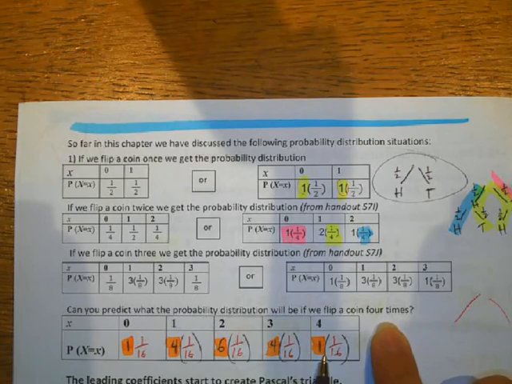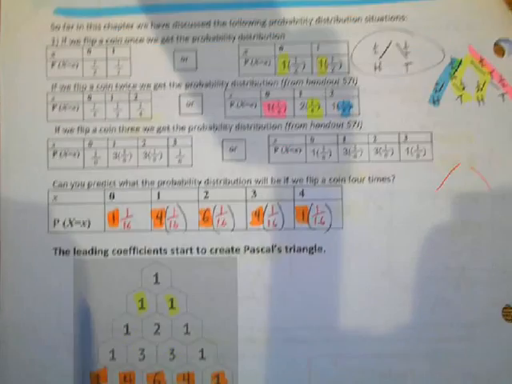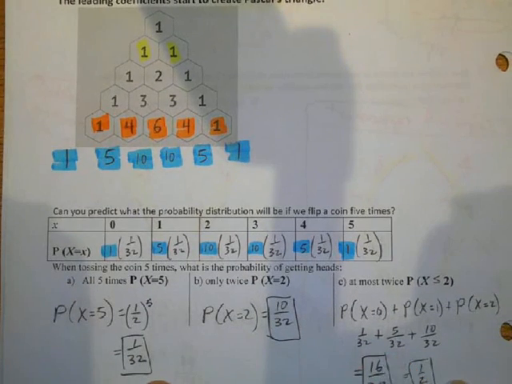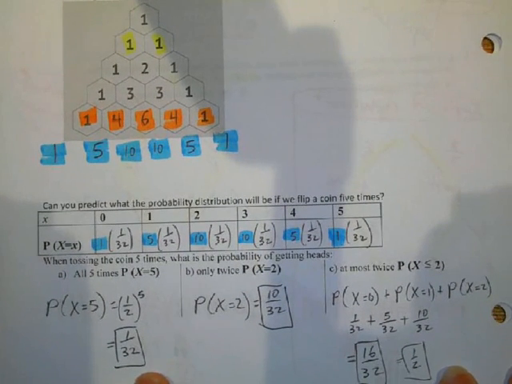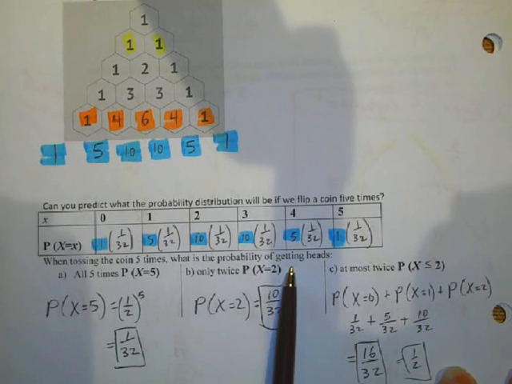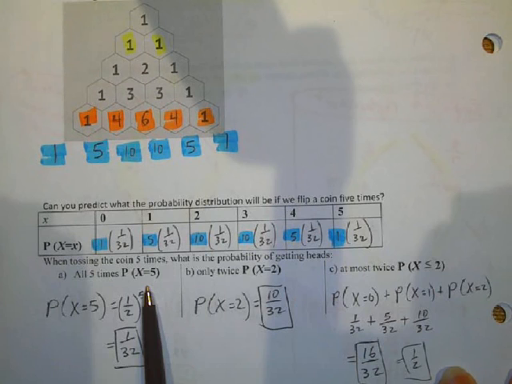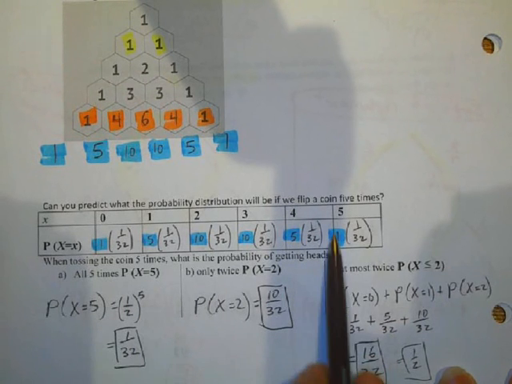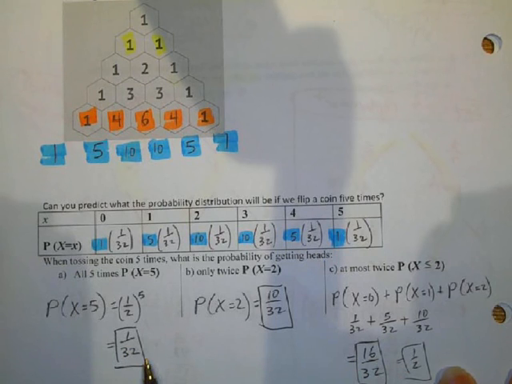So, when tossing the coin 5 times, what is the probability of getting heads all 5 times? Well, I'm going to use this one here, 1/32. Okay. What is the probability of getting heads twice? So I'm going to use this one here, 10 times over 1/32.